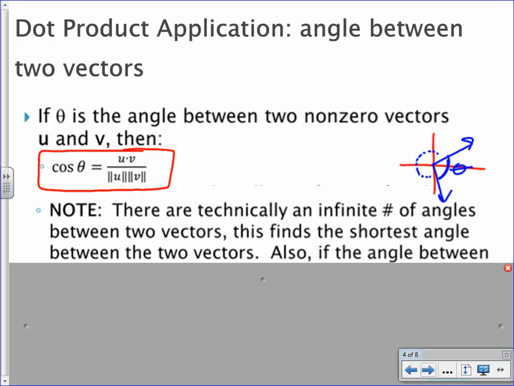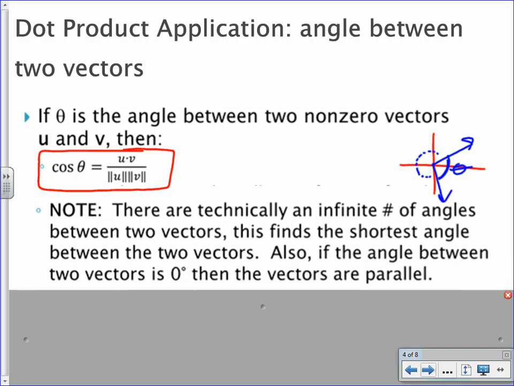If you get that angle to be 0 or 180, I need to add that in, then the vectors are going to be parallel. 0 means those vectors are going in the same direction. 180 means they're going in opposite directions.